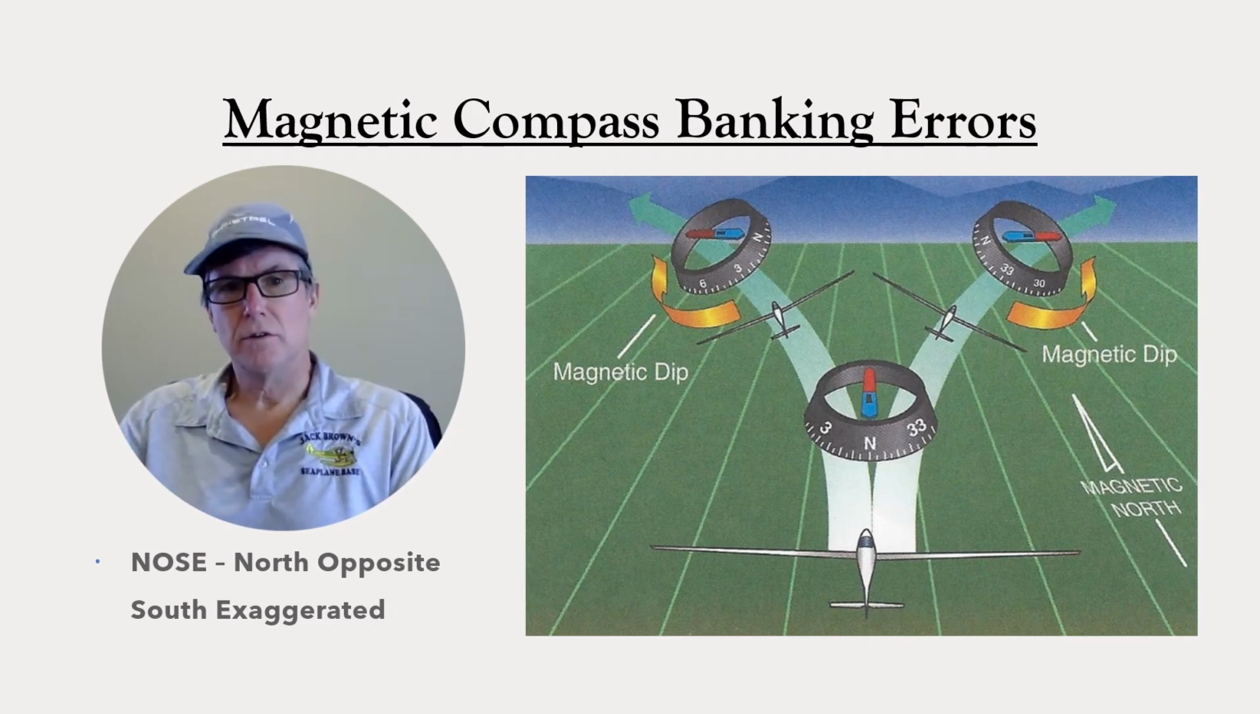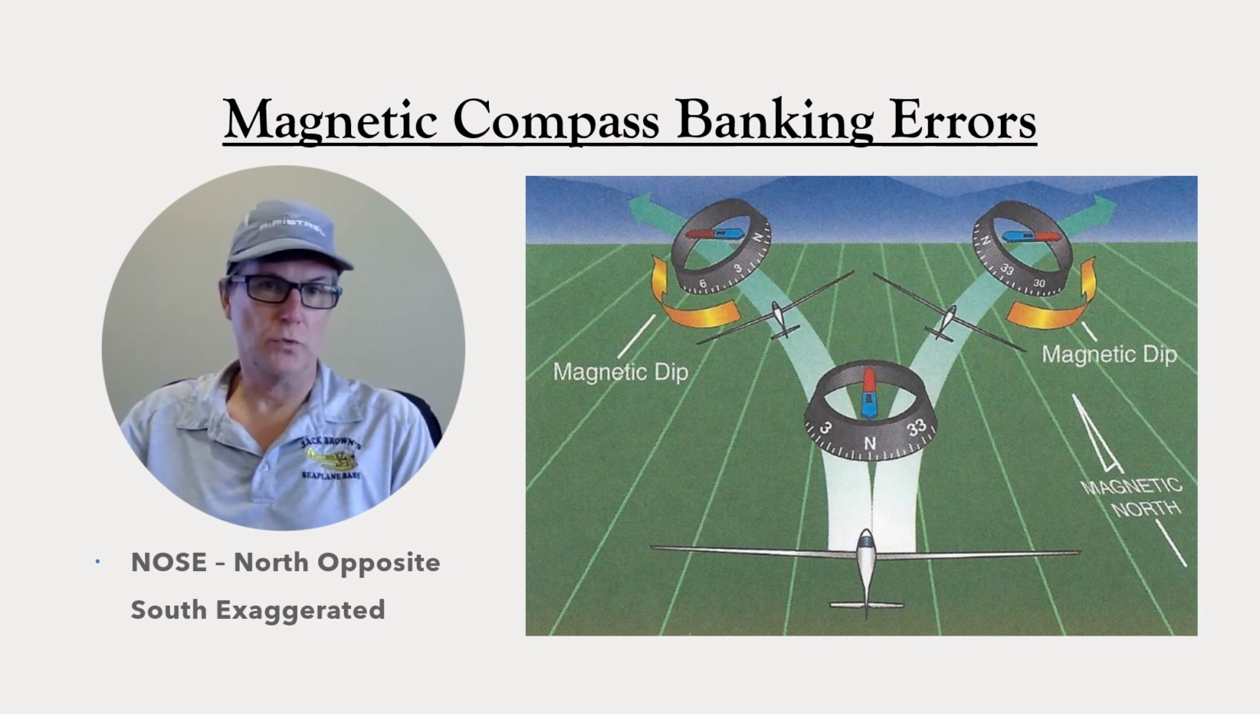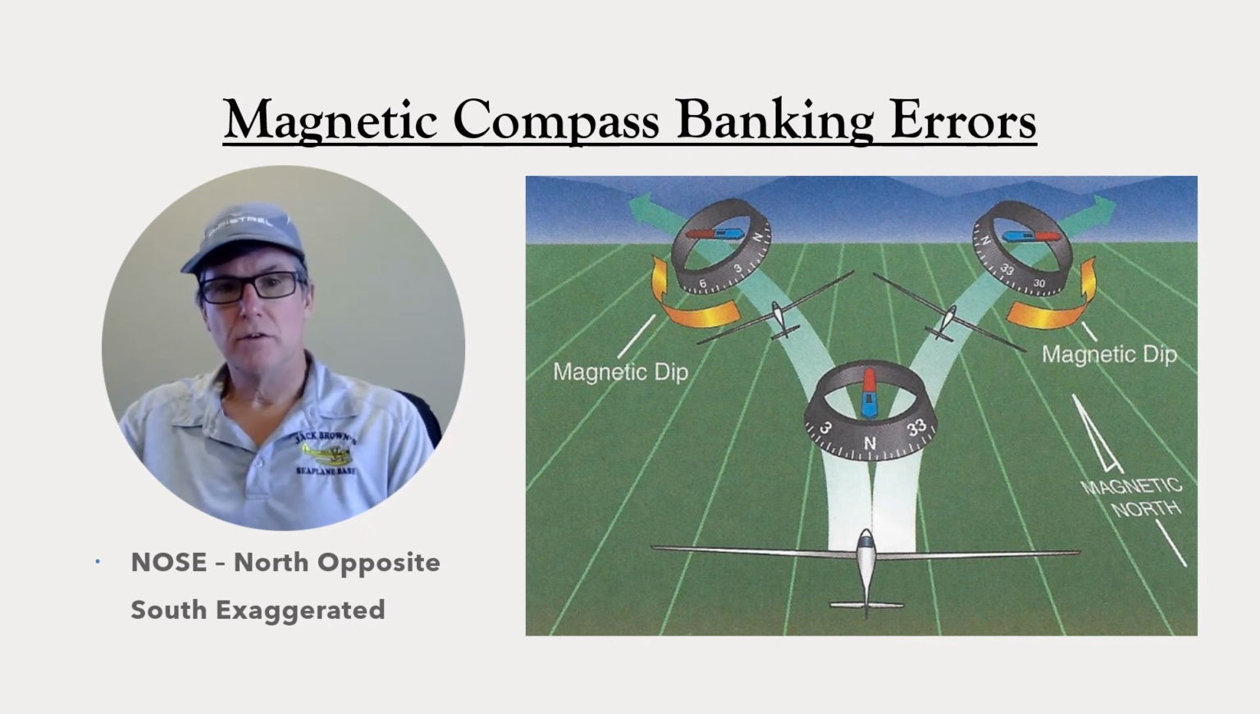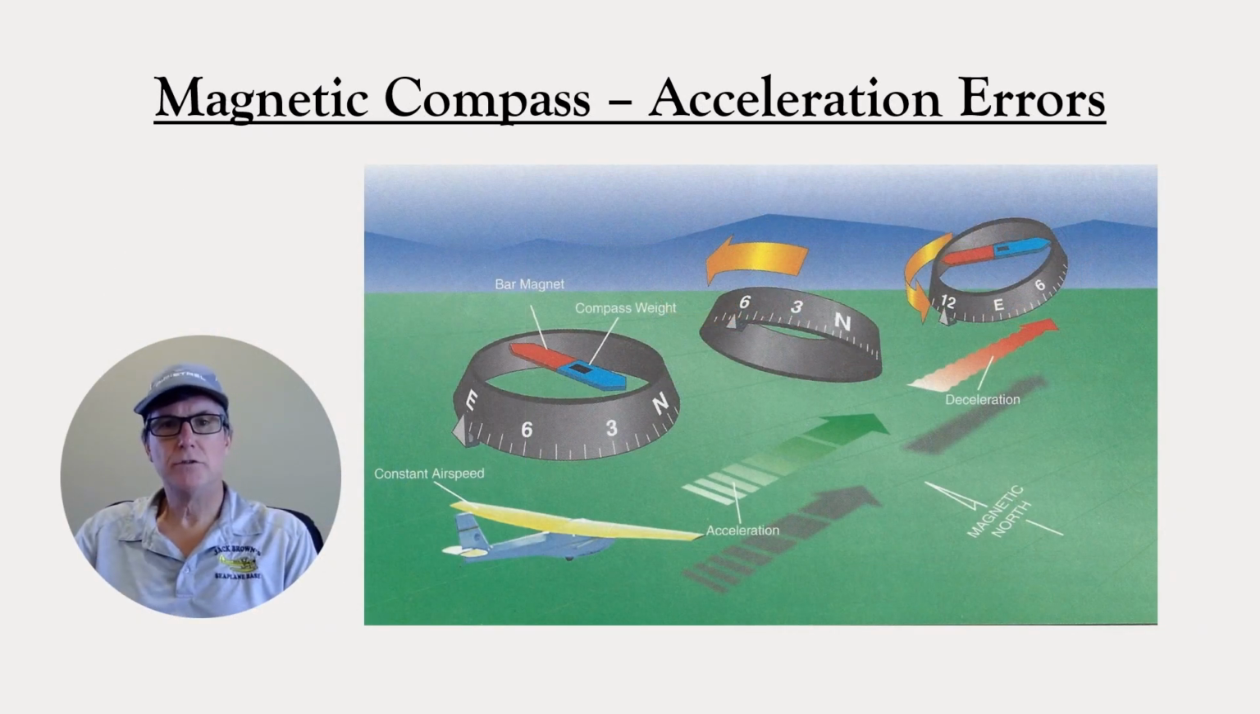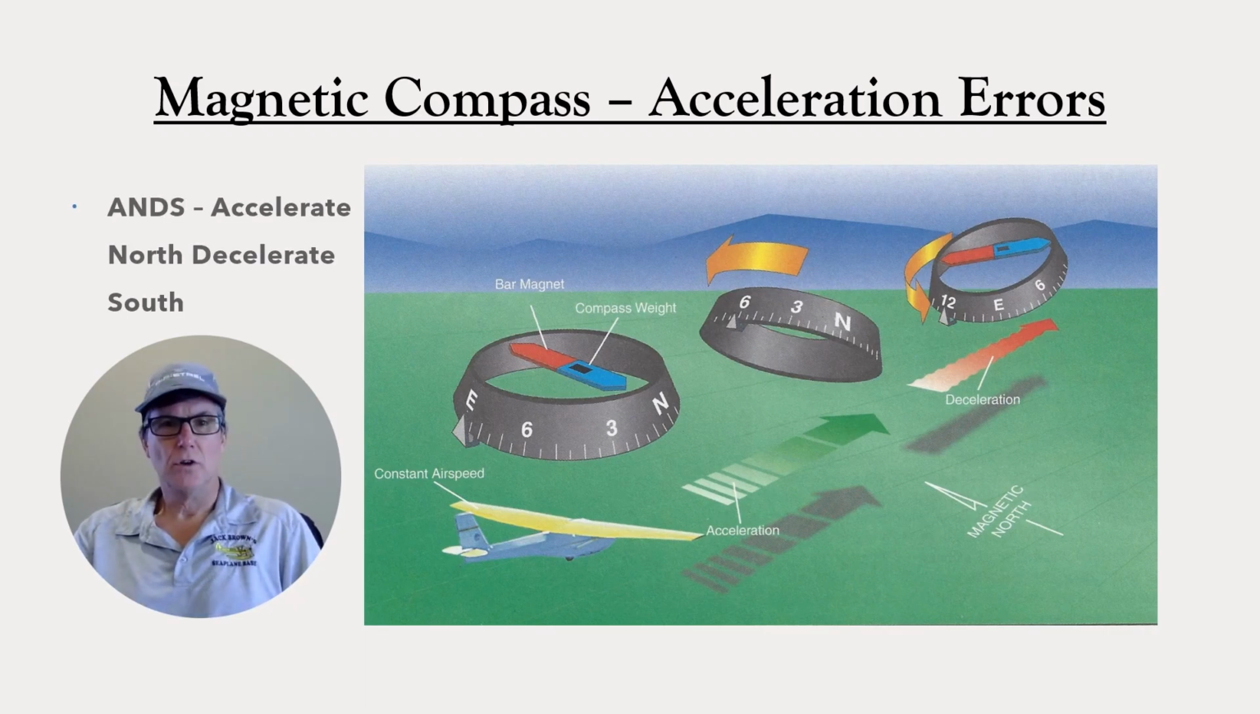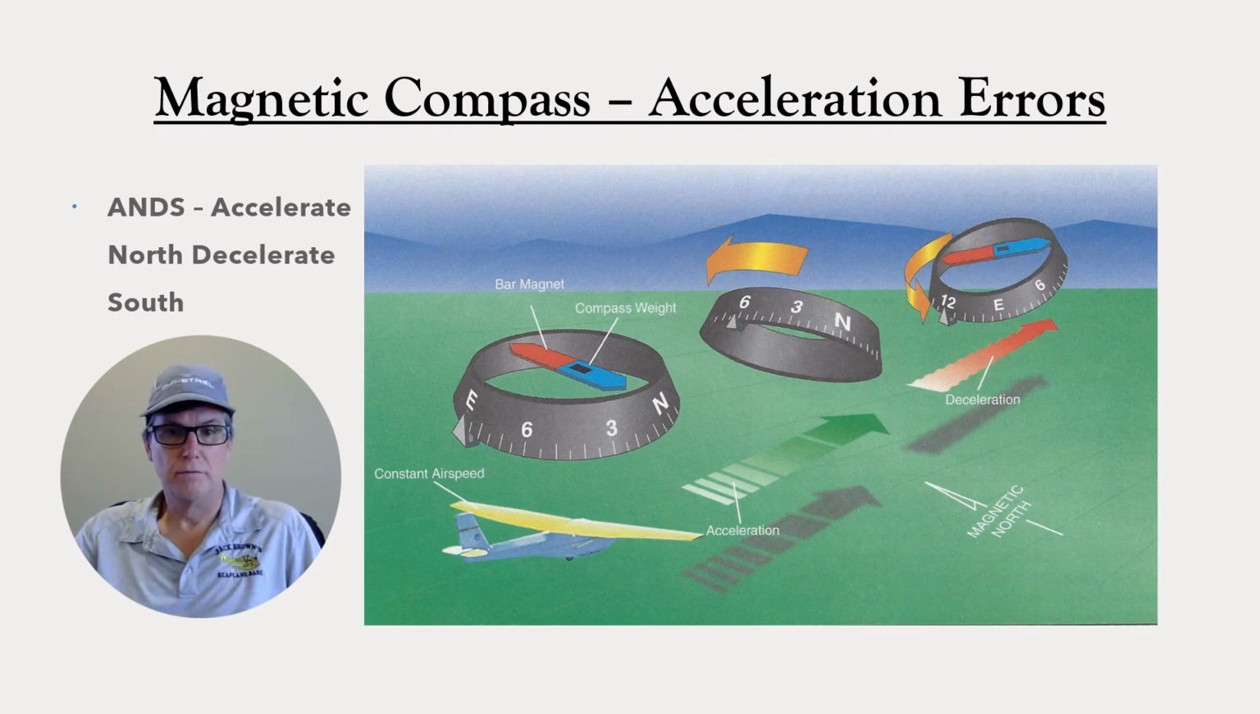The magnitude of this error is strongest when you're on a direct north or south heading. When you're on an east or west heading, this error goes away. The magnitude of the error is also impacted by the latitude. The error is stronger at higher latitudes. When you're on an east or a west heading, the compass reading is impacted by acceleration or deceleration. Specifically, when you accelerate, the compass indicates a turn toward the north, even though your heading's constant. When you decelerate, the compass indicates a turn towards the south.